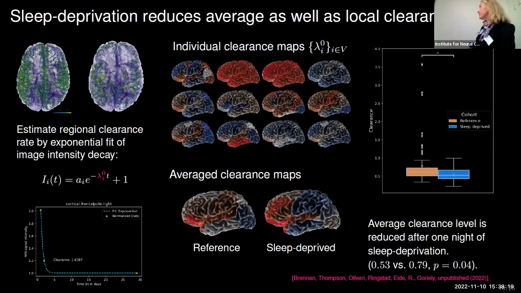And what you see is that the average clearance level is really reduced after 1 night of sleep deprivation. This is not new. This is good because it means that the way we're computing these clearance maps reflects what is observed by the clinicians in their data. But now we can take this 1 step further and ask, how about these differences in the clearance map? Will they affect the model for protein propagation?